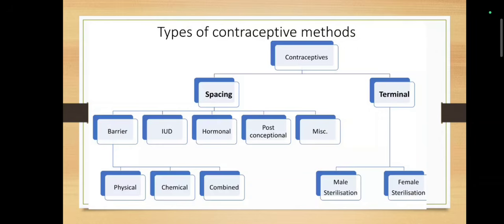Types of contraceptive methods. Here is the chart showcasing the types of contraceptives. This chart will be helpful in learning. Spacing methods include barrier, IUD, hormonal, post-conceptional, and miscellaneous methods, and terminal methods include male sterilization and female sterilization.